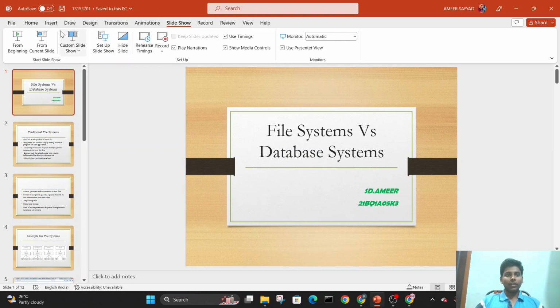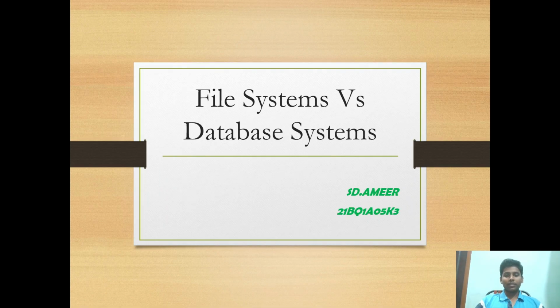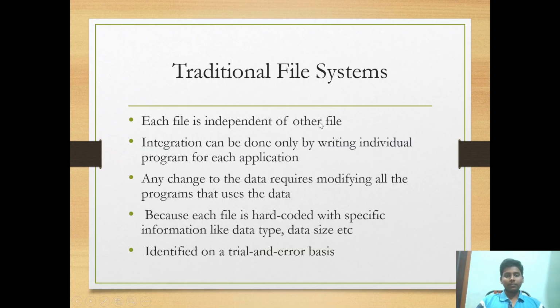Today we are going to discuss file system versus database systems. First, we can see traditional file systems. Each file is independent of the other files. Integration can be done only by writing an individual program for each application. Any change to the data requires modifying all the programs that use the data.